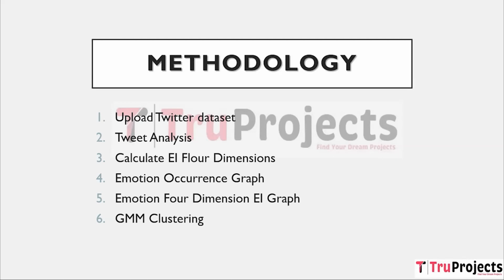The last module is GMM clustering. The GMM clustering, Gaussian mixture model algorithm clustering, is used to group users based on their values in the 4 emotional intelligence dimensions. Users with similar emotional patterns are clustered together in this module. The Gaussian mixture model, which is the GMM clustering algorithm, is applied to the users' EI dimension values. The algorithm groups users into clusters based on their similar EI dimension patterns, helping to identify common emotional profiles among the users.